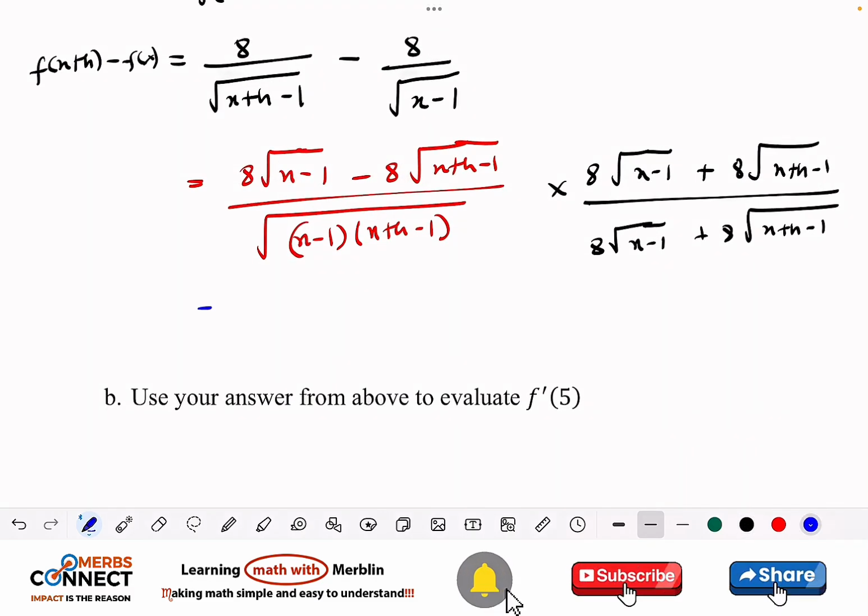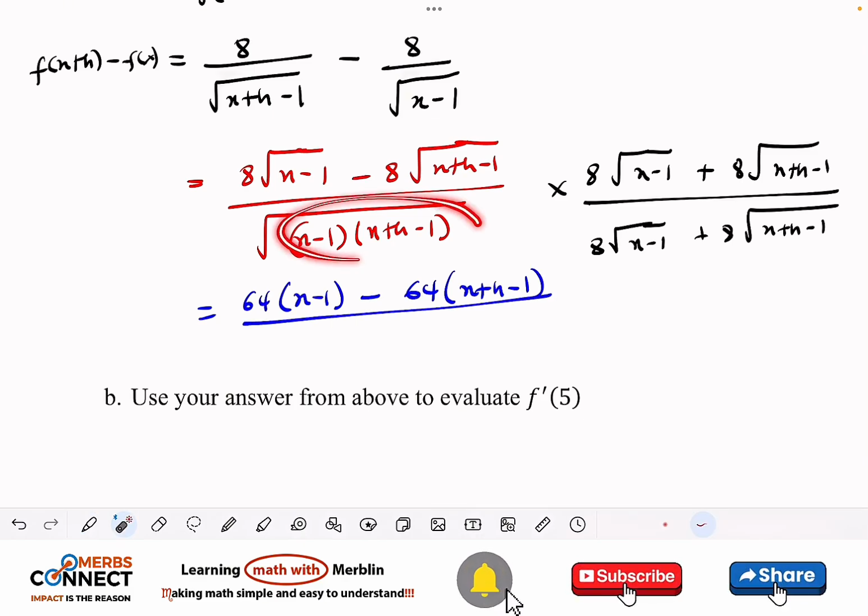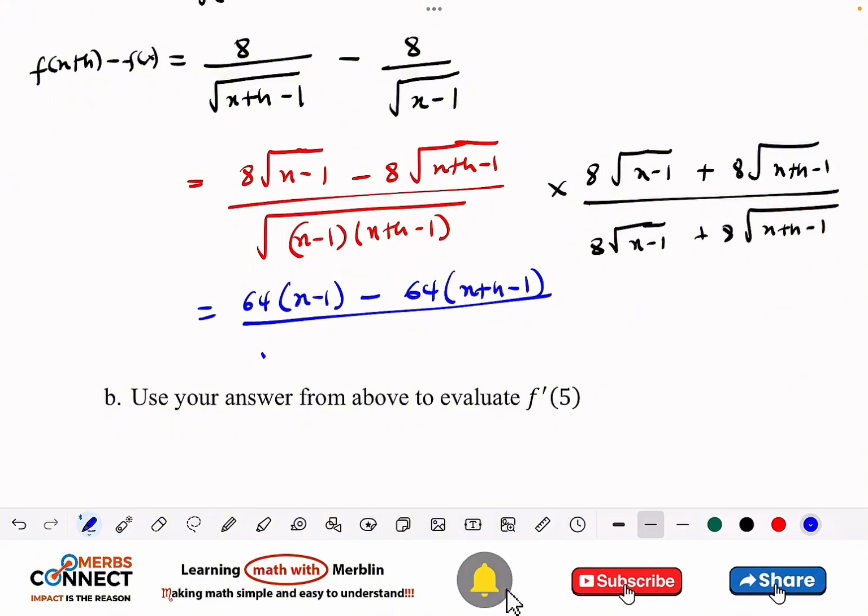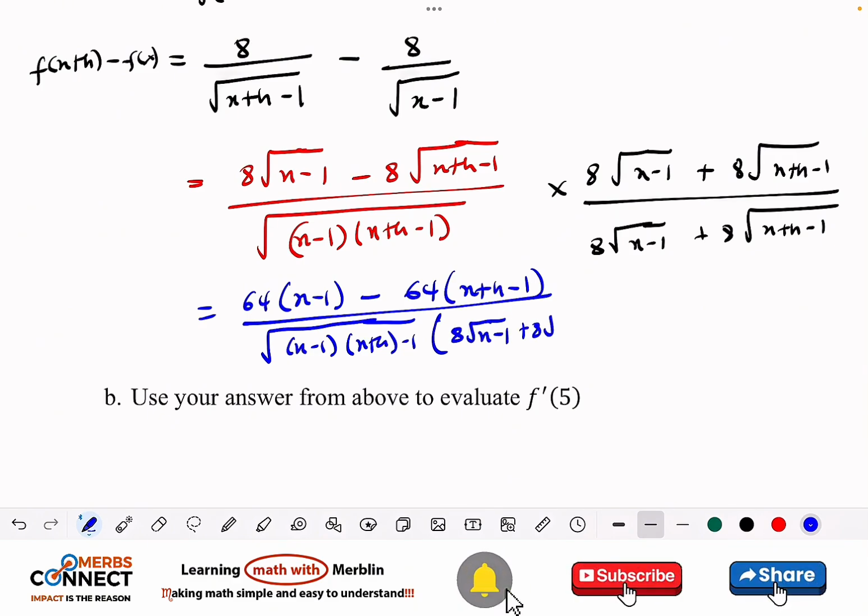So let's simplify this. Multiply this one by this. I'm going to have 8 times 8, which is going to give us 64. Then square root will give us this, minus another 64. Then the square root is going to give us x plus h minus 1, divided by, I will not simplify that down, I'll just multiply them because the one that we need to simplify is the one that we've done. So x plus h minus 1 then times 8 square root of x minus 1 plus 8 square root of x plus h minus 1.